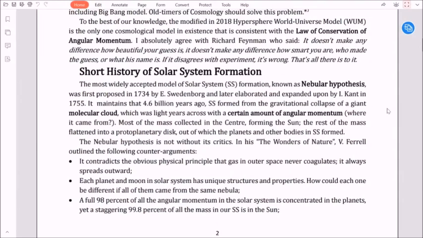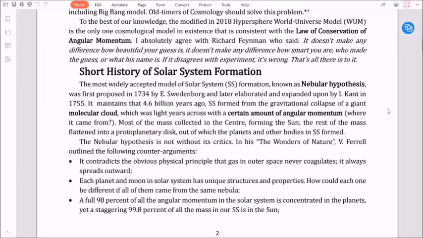It maintains that 4.6 billion years ago, the solar system formed from the gravitational collapse of a giant molecular cloud, which was light years across, with a certain amount of angular momentum. Where did it come from? Most of the mass collected in the center, forming the sun. The rest of the mass flattened into a protoplanetary disk, out of which the planets and other bodies in the solar system formed. The nebula hypothesis is not without its critics.